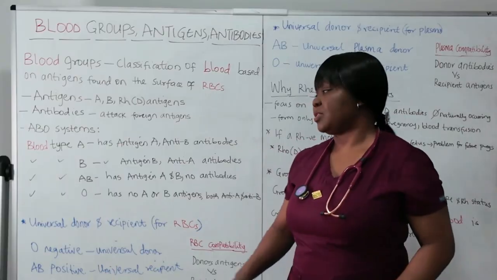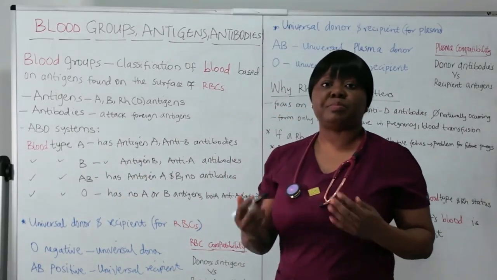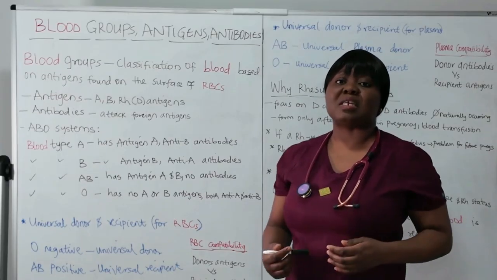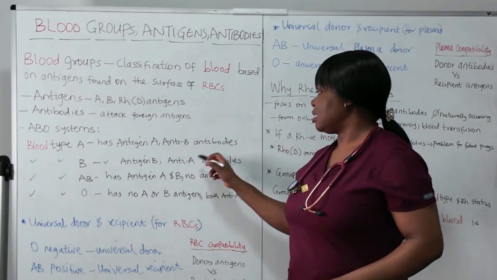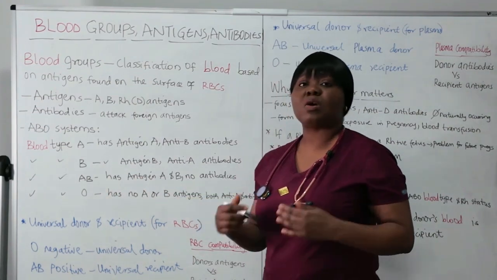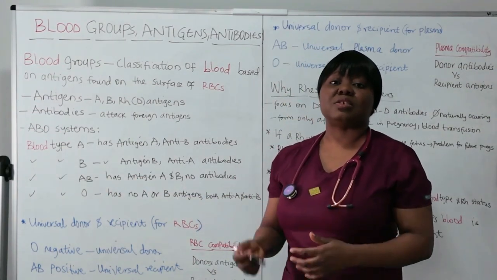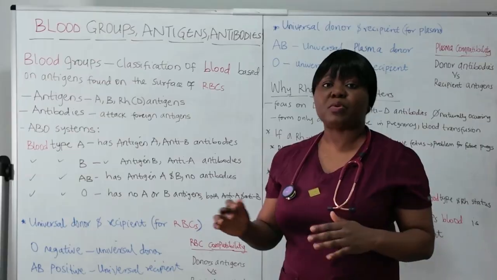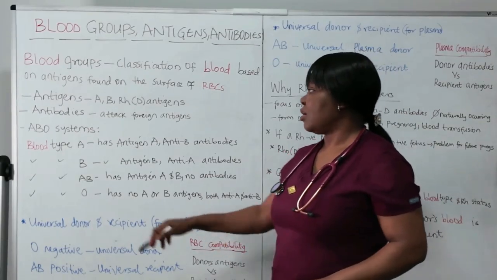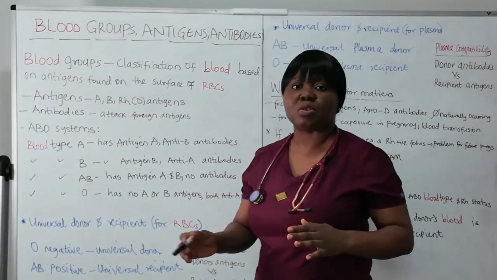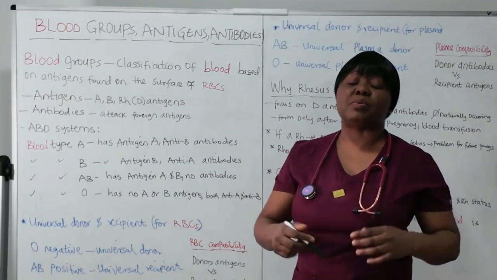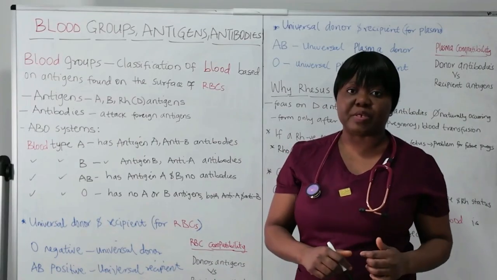Now, if your blood type is B, that means you have the antigen B, and that means you are going to make antibodies of what you don't have. You'll be making antibody A, so you'll have the anti-A antibodies. If your blood type is AB, that means you have both the antigen A and the antigen B, so you have both already. You will not have any antibodies in your plasma. Now, if your blood type is O, it means zero. It means you don't have any antigen, meaning you are going to make both antibody A and antibody B.